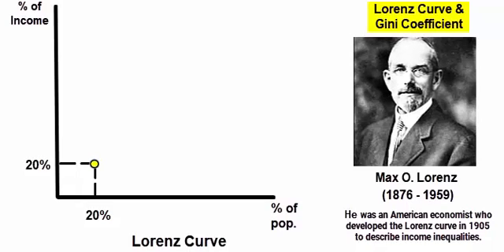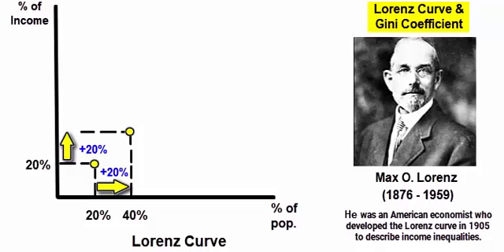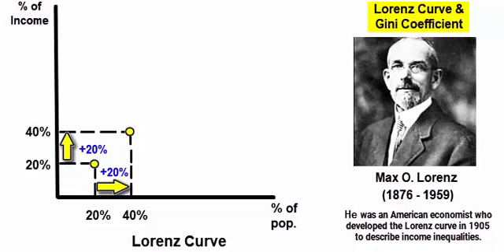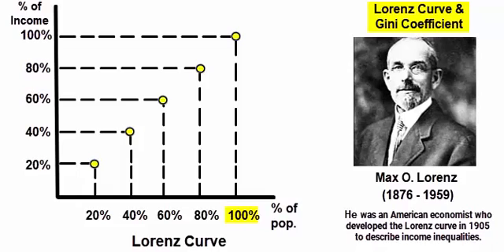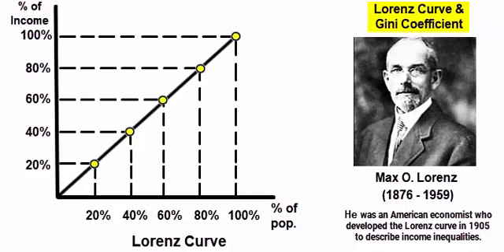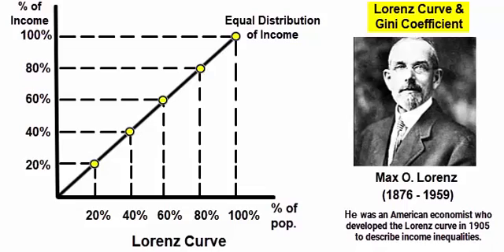The second quintile, or the next 20% of the population, represents a total of 40% of the population who receives an additional 20% of income for a total of 40% of all income. The same is true for the third, fourth, and fifth quintile, until total income is represented at 100% of the population receiving 100% of the income. Connecting the dots inside the graph gives you a 45-degree line which represents an equal distribution of income.